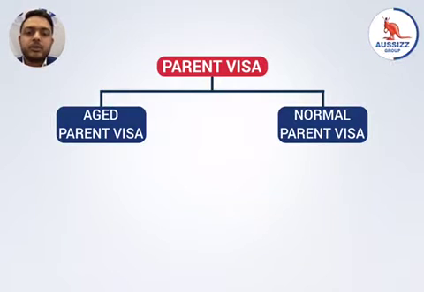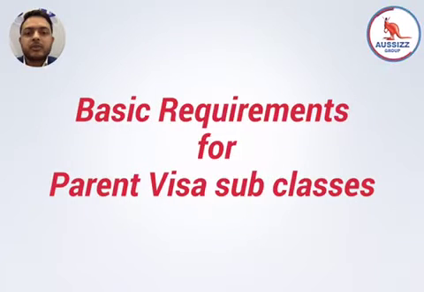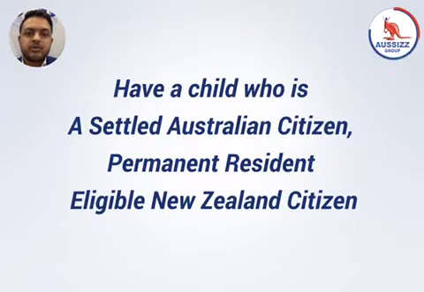But before we discuss that, we need to understand the basic requirements for the parent visa subclasses. The first thing is that the applicants applying for a parent visa would have an Australian citizen or permanent resident child who is a settled Australian citizen or permanent resident. The definition of a settled Australian citizen is generally a person who is on a permanent visa or an Australian citizen who has been living in Australia for at least 2 years or more.